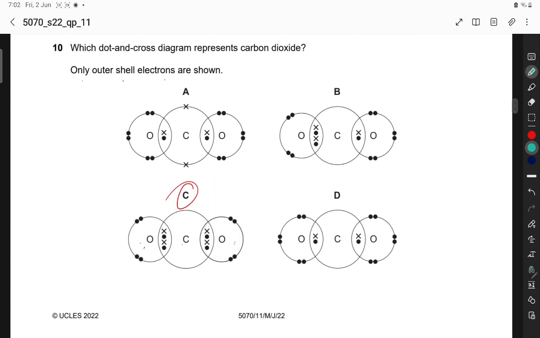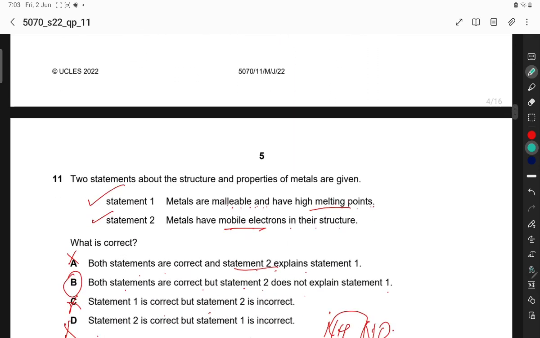Which dot and cross diagram represents carbon dioxide? So this is the one because carbon has 4 electrons and it shares one pair to each oxygen atom. So that's why this option is correct.